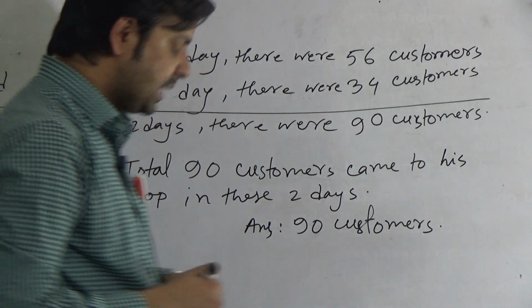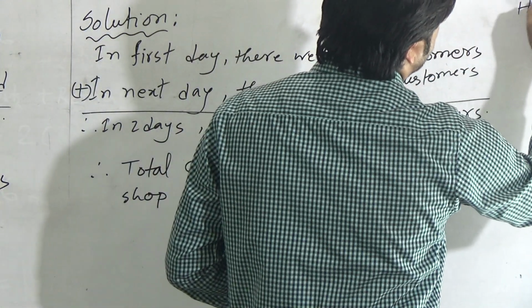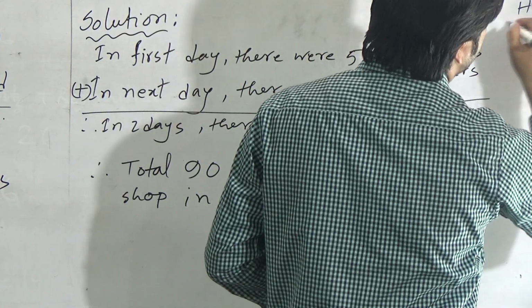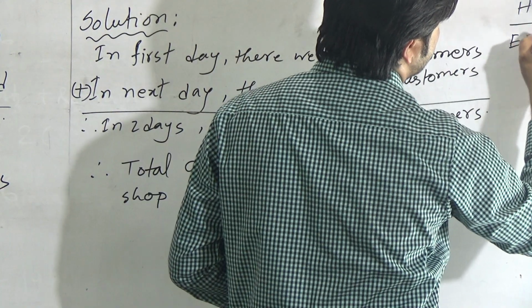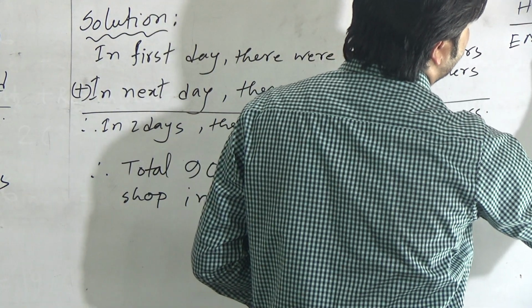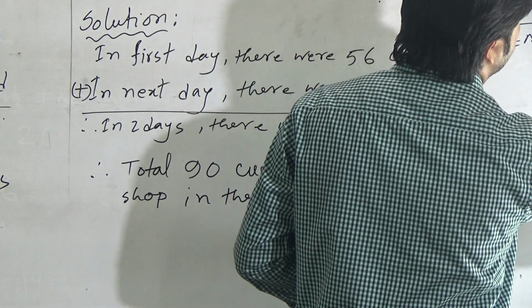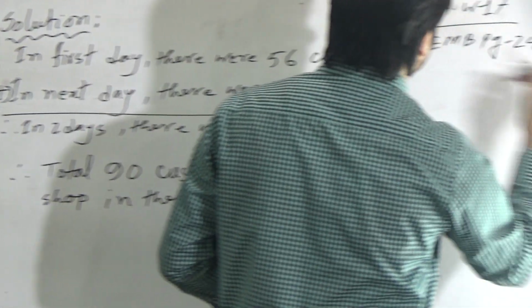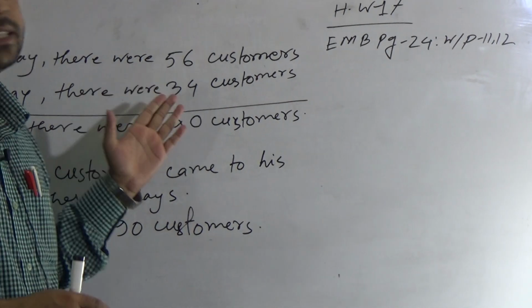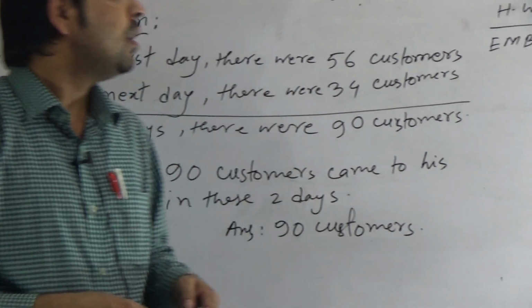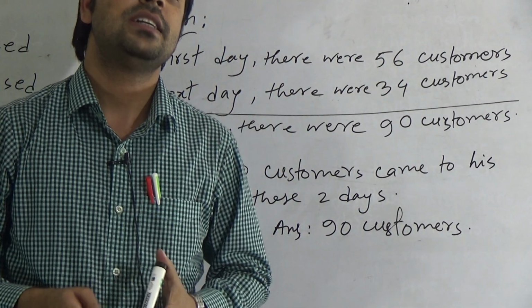And dear students, you need to remember that this is our homework 17, and in this homework 17 you will solve these two questions. It means EMB page 24, word problem 11, 12. It means that we have done in this today's class, these two word problems. Do properly and submit your homework on next Saturday.